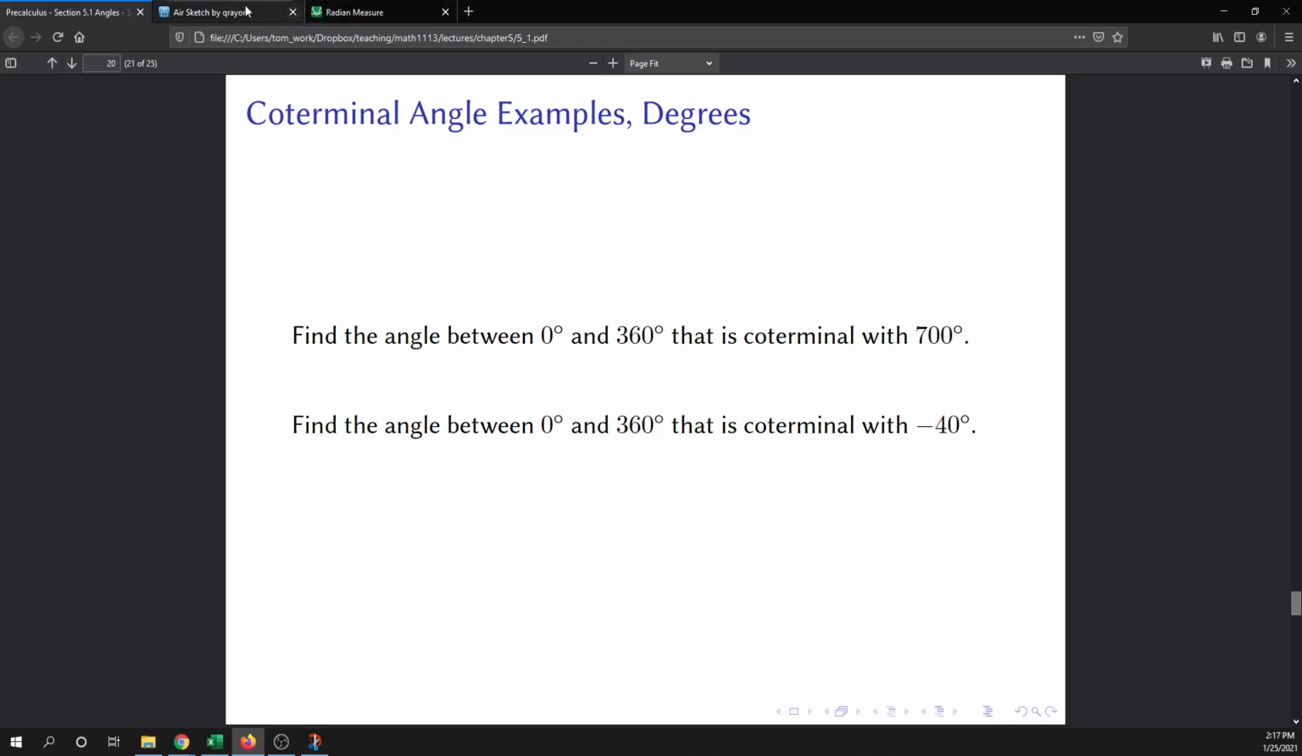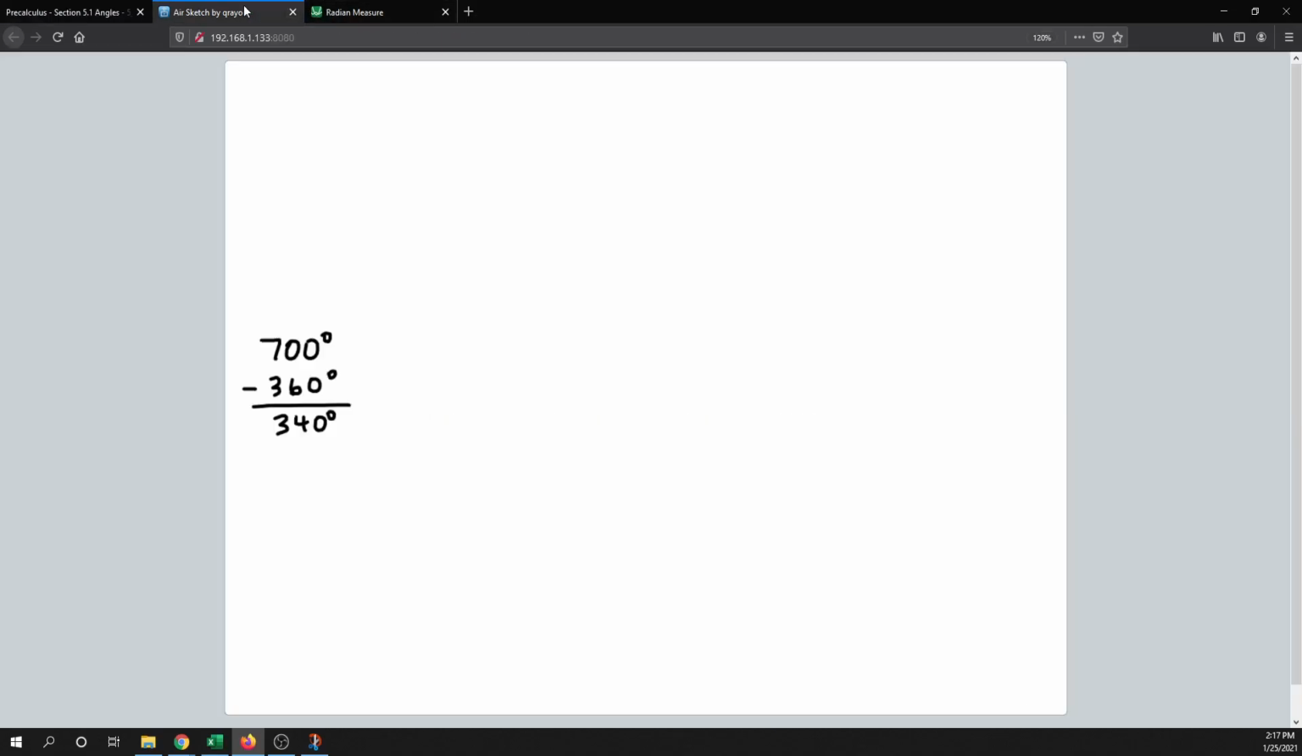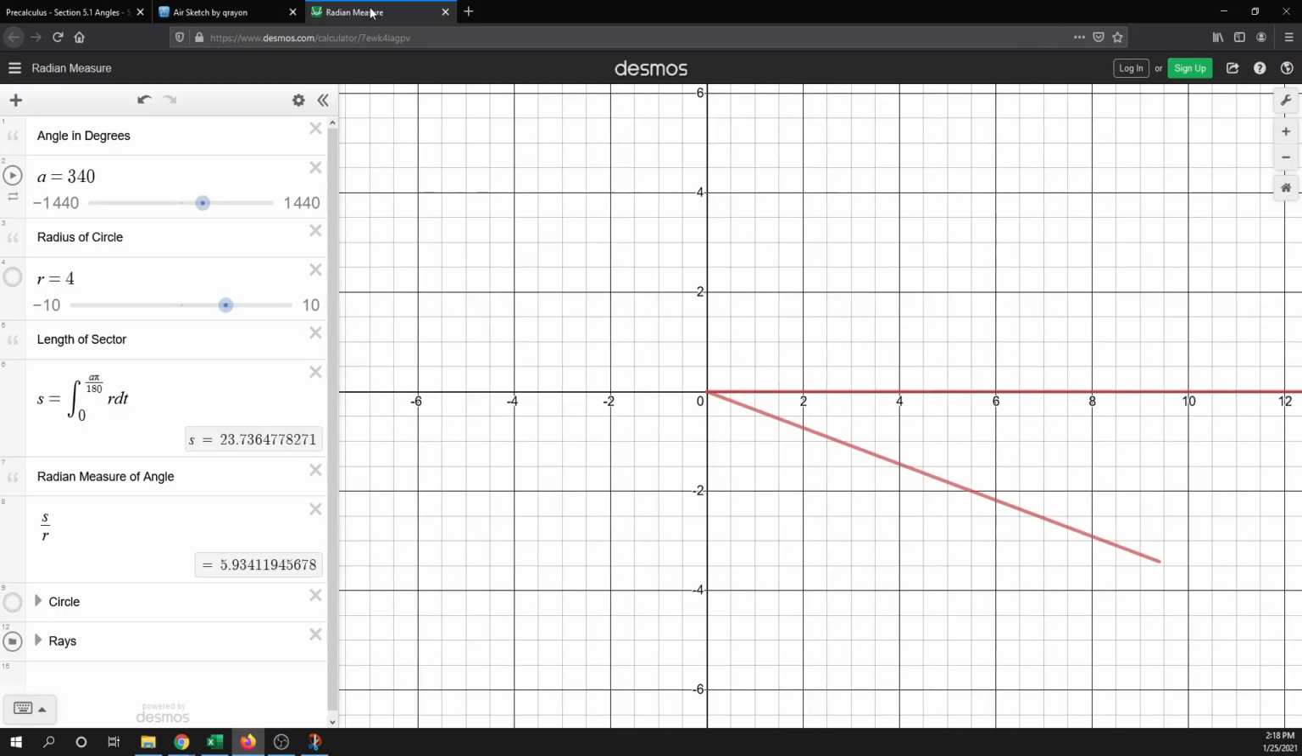We start at negative 40 and add 360, and that comes out to be 320 degrees. Since 320 is in between 0 and 360, we stop, and that's the answer. If we add 360 again, we'll get something bigger than 360, which is not what we want. We want an angle that's in between 0 and 360 that's coterminal.